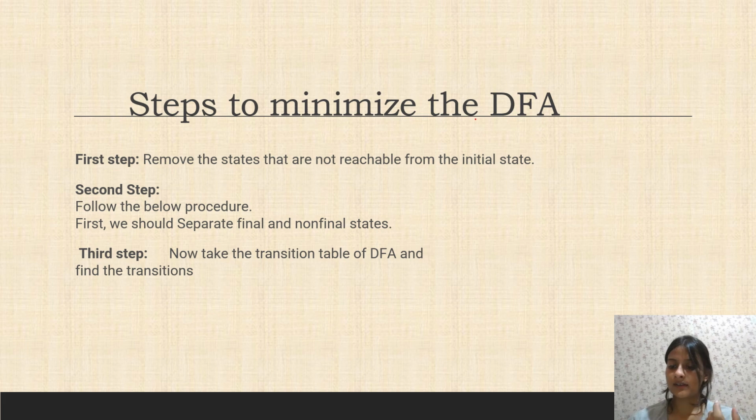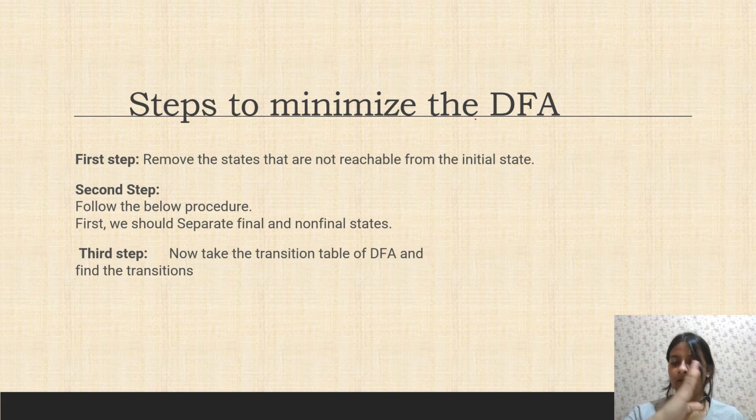Once we figure out which state is not reachable, we remove it along with its corresponding incoming and outgoing arrows from the given DFA, and then reconstruct the DFA without the non-reachable state. The second step is to follow the below procedure. First, we separate the final and non-final states, and write them separately. The third step is to take the transition table.